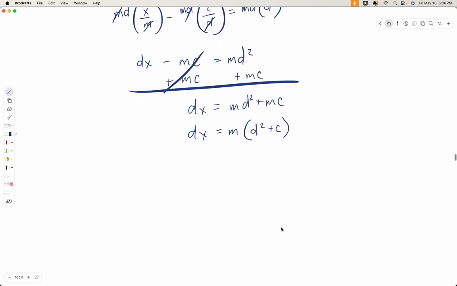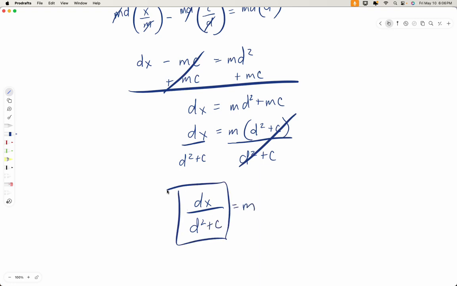Okay. Now I can divide both sides by d squared plus c. So this cancels. That means that m is equal to dx over d squared plus c. This is what you would type in. All right, that's all of them for lesson 115. Since we're only about 13 minutes in, I'll go ahead and do 116 in the same video.